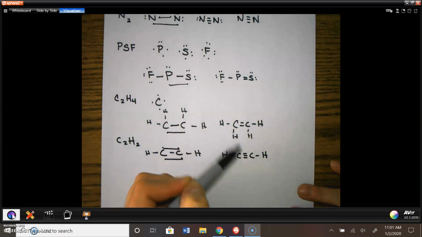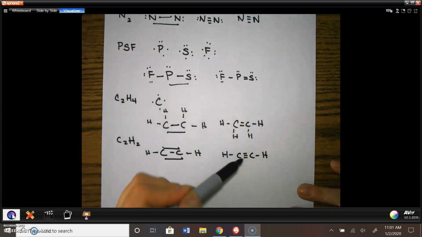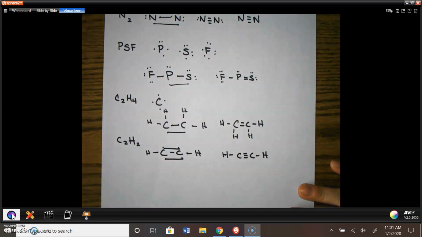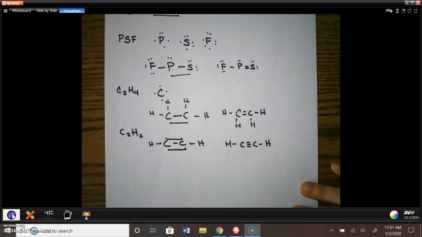Notice that the Lewis structure for all of these things with carbons and hydrogens is exactly the same as the structural formula. There's no valence electrons that are unpaired. That's going to come into play a lot as we move into organic stuff.